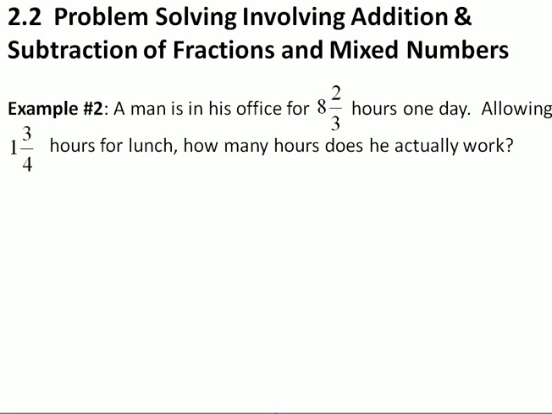Alright, practical application of this. A man is in his office for 8 2/3 hours one day, but he spends an hour and 3/4 on lunch. That's kind of impressive. How many hours does he actually work?